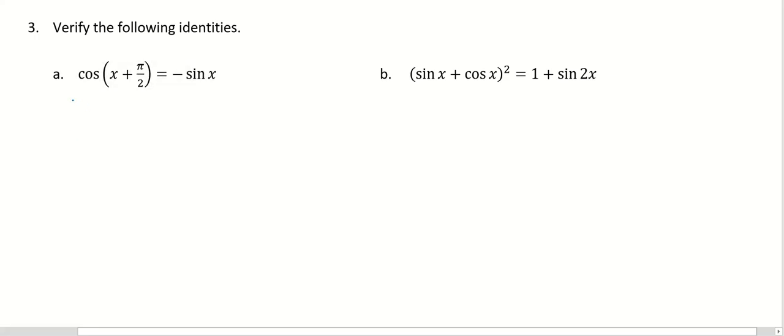So here we are. I think this side looks harder. And what I realize is it's the cosine of a sum. So I'm going to reference my sum rules for these, the cosine of a sum. And I know that that is cosine of the first, so cos x times the cosine of the second, cos pi halves, minus sine x sine pi halves.